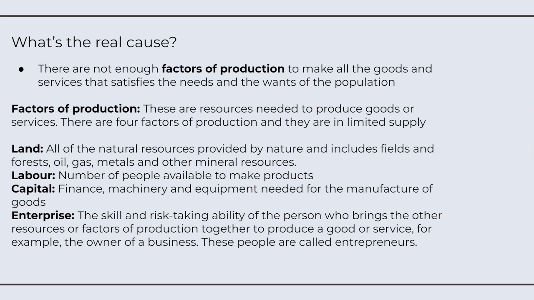And then we have labor, which is the number of people available to make products. It's basically the employees working and making the products and services, even though services are not usually created, they're actually offered. And then we have capital, which is basically just finance, machinery, and equipment needed for the manufacture of goods.